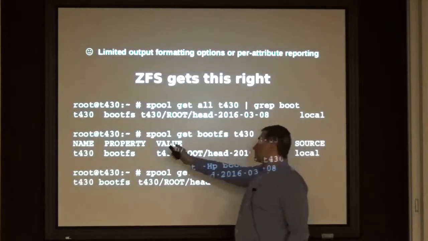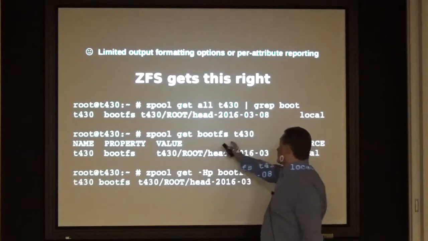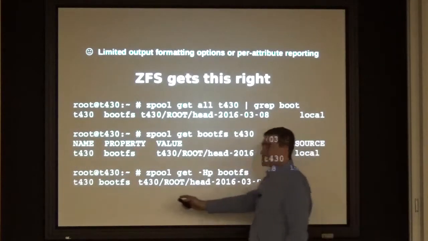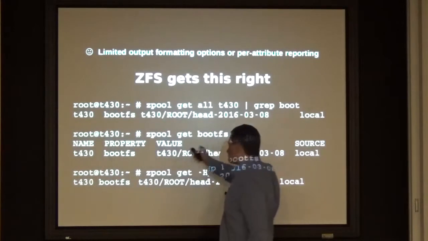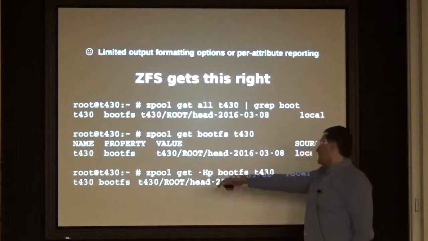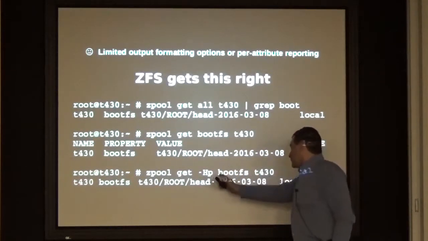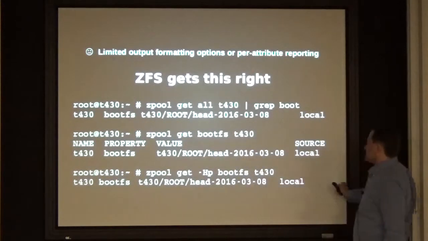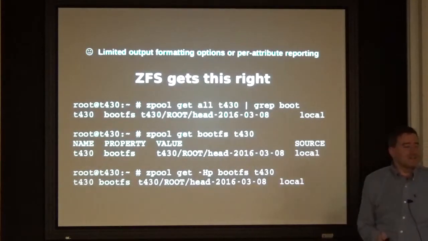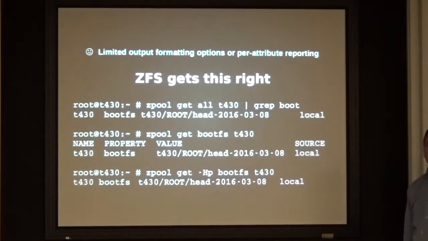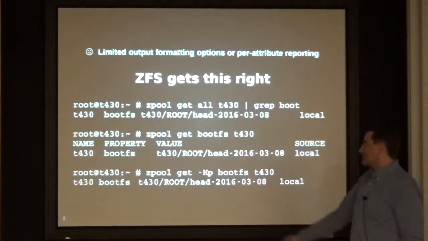There's an option to drill down: zpool get bootfs on the pool, which answers simply that with the nice human-friendly headers. And then zpool get -Hp, no headers, parsable output, bootfs, and we get, I believe, tab-separated values for only the information I want. And once you see that and look at the rest of the utilities on the system, you start longing for this behavior.